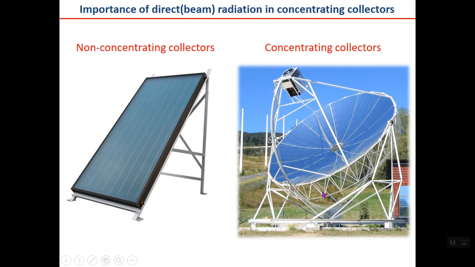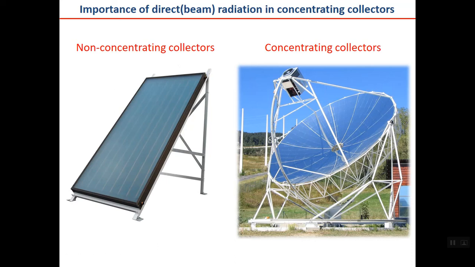What is the importance of direct radiation in concentrating collectors? Just an introduction. We'll discuss all these later in more detail, but you generally have two types of solar receiving surfaces or collectors. You may have the non-concentrating type, like the one you can see here. This is a flat plate solar collector of the non-concentrating type. This means that the sun rays are not concentrated. But you also have the concentrating type of collectors.